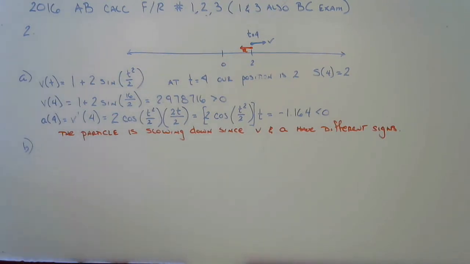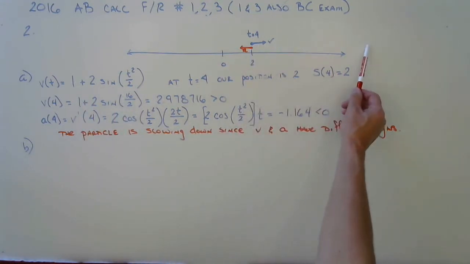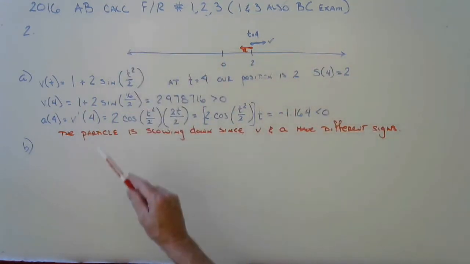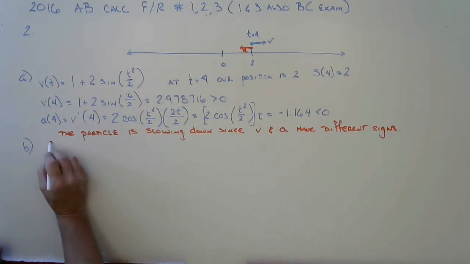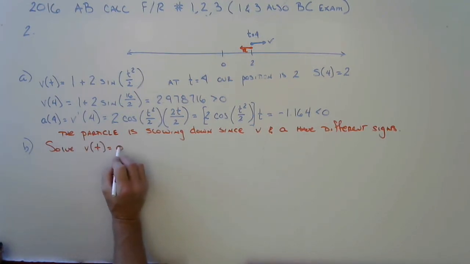What about part B? Find all times t between 0 and 3 when the particle changes directions. Justify your answer. All right, so when does it change directions? That's going to happen when the velocity changes sign. If the velocity is positive, we're moving this way. If the velocity is negative, we're moving this way. So what do we want to know? We want to solve v of t equals 0, right?